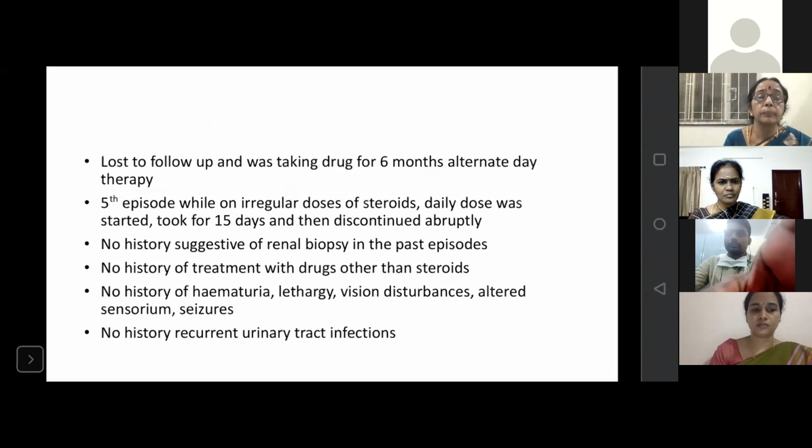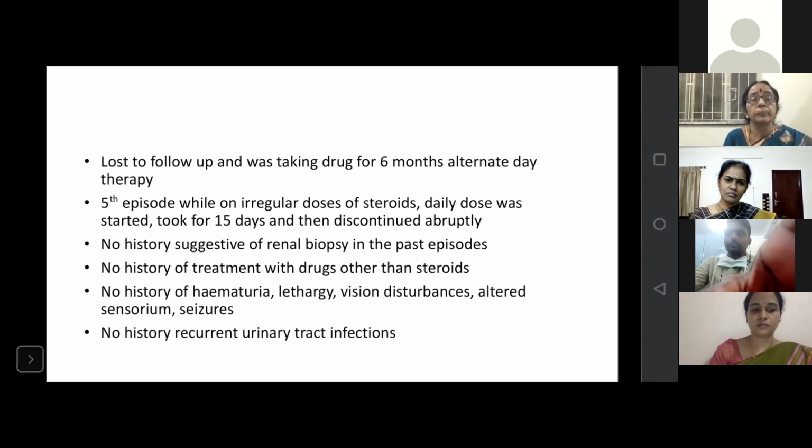So what happened was, with this fourth episode, while the child was on the alternate day regimen, she lost follow up and never turned back to us. And from the history of mother, it is evident that the child was taking the drug for 6 months as an alternate day therapy. Even though the mother says it is an alternate day therapy, I'm skeptical that she gave it on an exact alternate day basis. It seems more like the child was getting the medicine some 10 to 14 days in a month, not on an exactly alternate day basis.